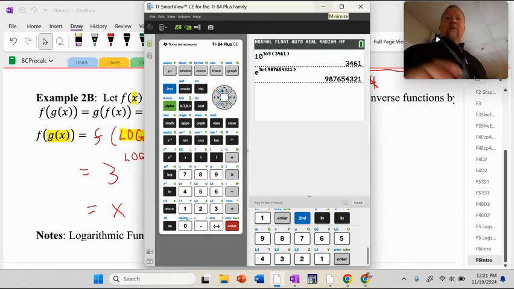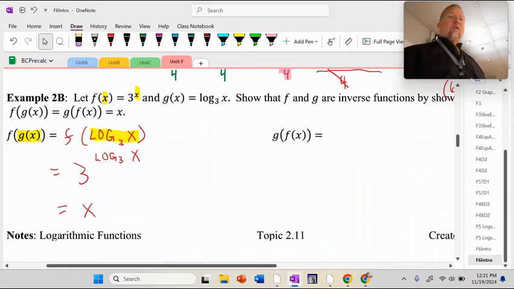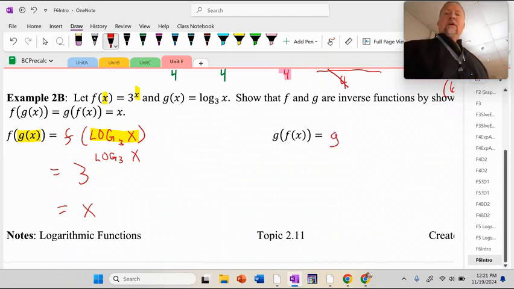All right, and you guys memorize stuff pretty good. So yes, that's true. And then the other one is not as bad. I thought it was, but it kind of is. I can go back to my blue chart. g of f of x, where f of x is 3 to the x, becomes, go to the g function and plug in 3 to the x where the x is. So that becomes log base 3 of 3 raised to the x.